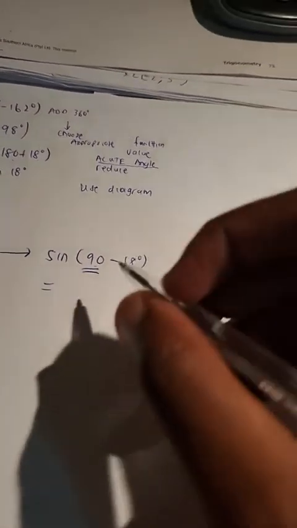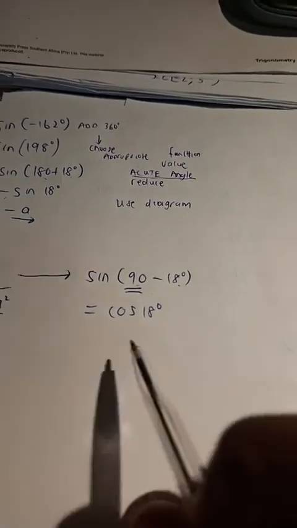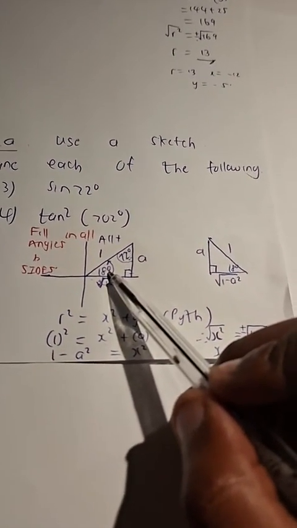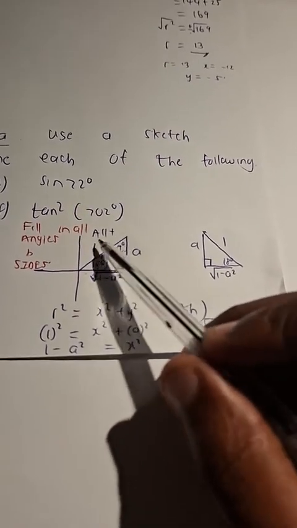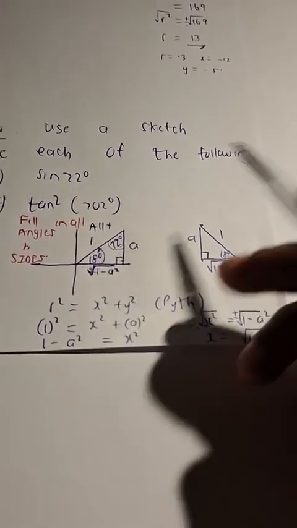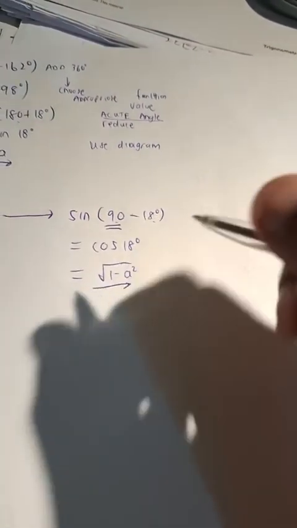So 90 minus 18 is in the first quadrant. How is sine? Sine is positive. Then it would be the co-function cos 18. So getting cos 18 would be more appropriate for people to then evaluate, because cos of 18, if you think about it, is x over r, x, which is the square root of 1 minus a squared, over r. It's still the same answer, the square root of 1 minus a squared.